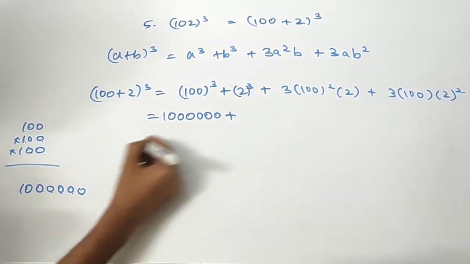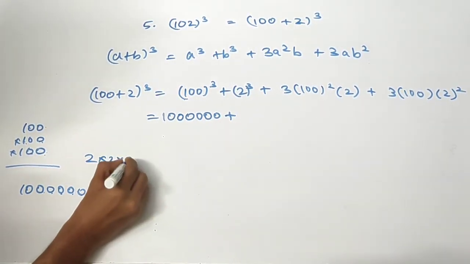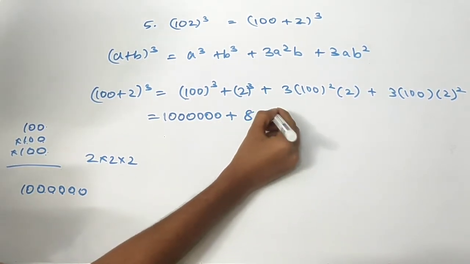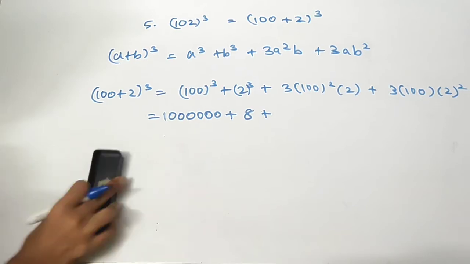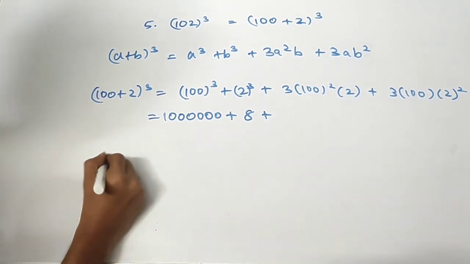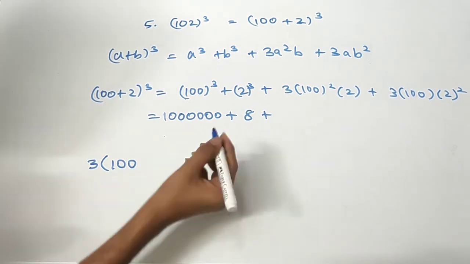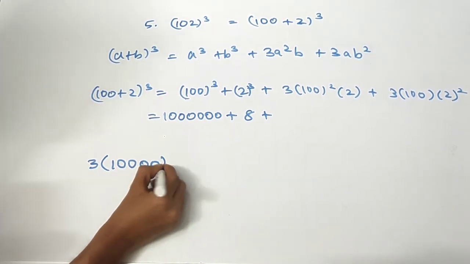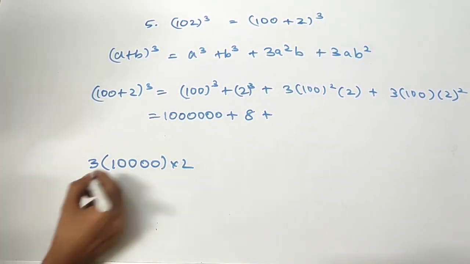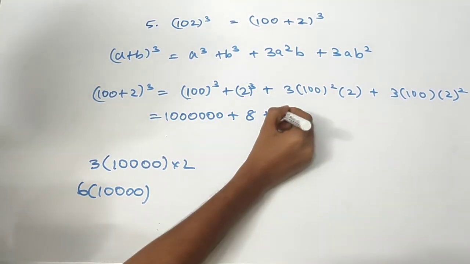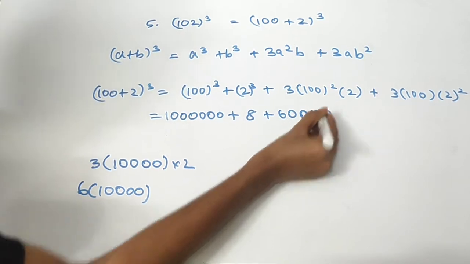What is 2 cube? 2 cube is 2 into 2 into 2. 2 into 2 is 4, 4 into 2 is 8. So 8 plus 3 times 100 square times 2. So 3 times, what is 100 square? 100 square is 10,000. So 100 into 100, which will give me another 2 zeros, times 2. So 3 times 2 is 6. So 6 into 10,000, which will give me 60,000. So plus 60,000 over here.